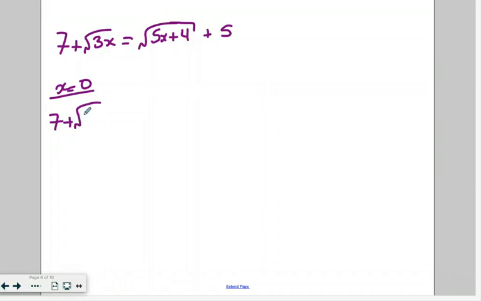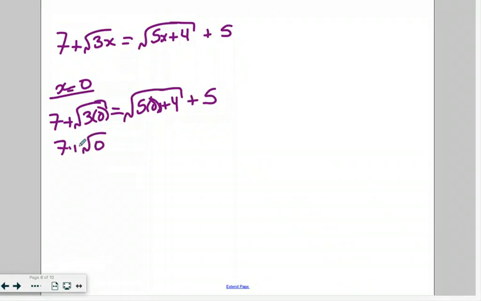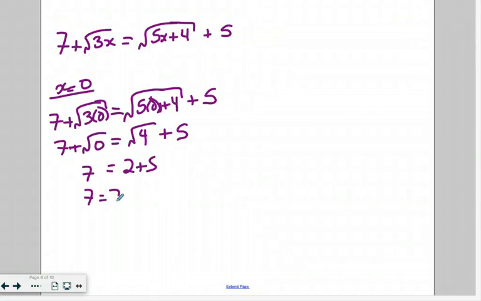So 7 plus the square root of 3 times 0 equals the square root of 5 times 0 plus 4 plus 5. So 3 times 0 is 0. 7 plus the square root of 0. The square root of 0 is just 0, so all that's going to be 7. Over on this right-hand side, 5 times 0 is 0. 0 plus 4 is 4. And root 4 is 2. And 2 plus 5 is, in fact, 7. So 0 is a valid solution.